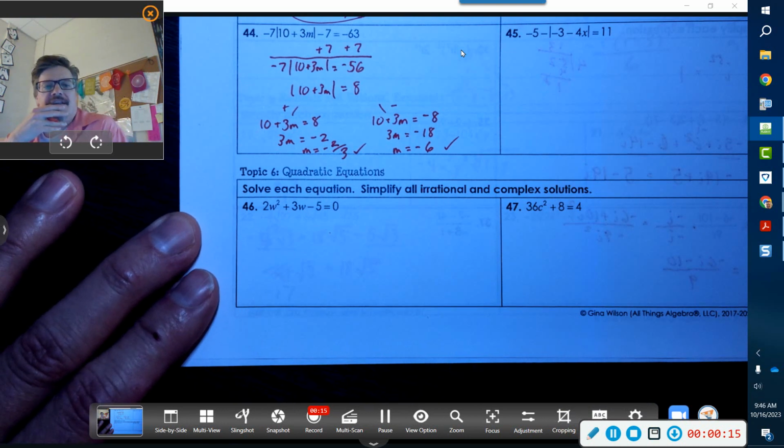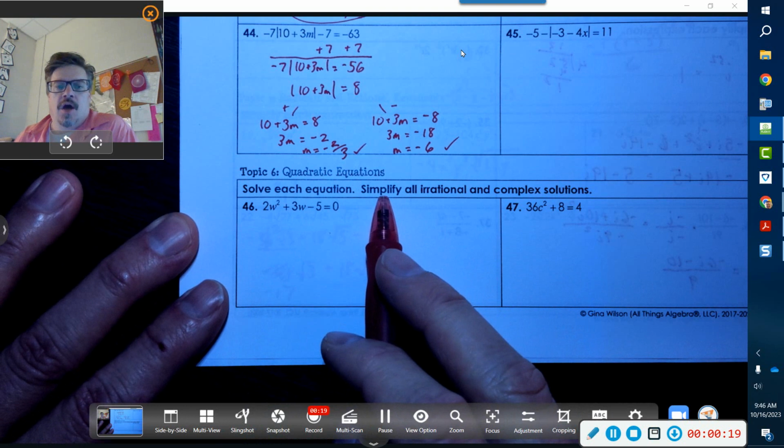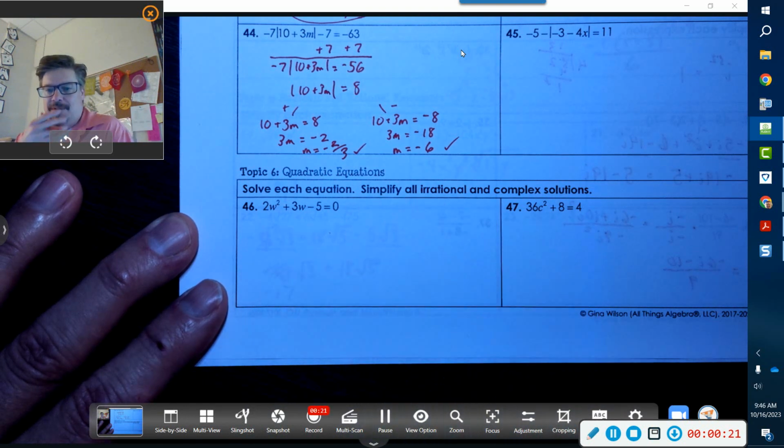So we're going to solve this. You'll notice that the topic here is quadratic equations, and we're going to simplify all irrational and complex solutions. Okay, so let's just see where this takes us.